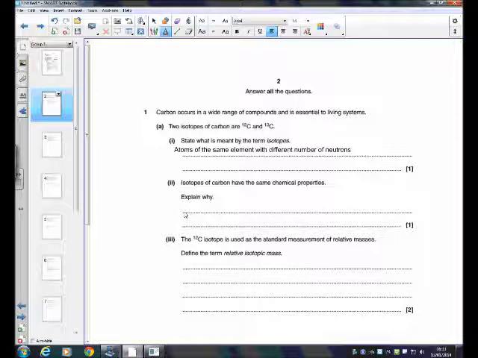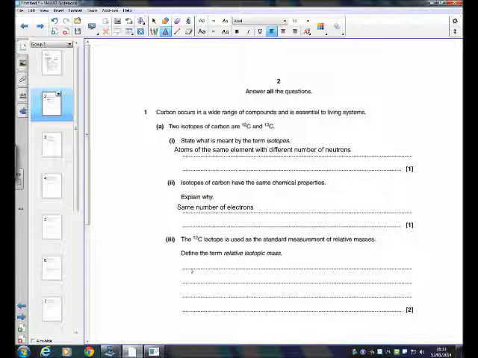So part 2. Isotopes of carbon have the same chemical properties. Explain why. So all you need to put is same number of electrons. So if you put same electronic configuration or same electron structure, you get the mark as well for that one.